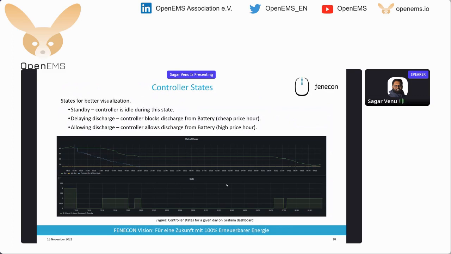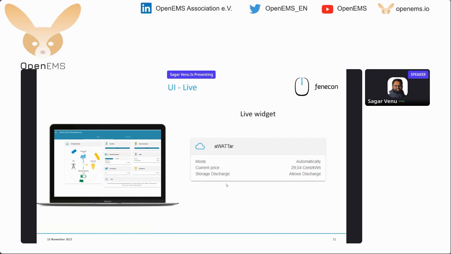And based on this information, we wanted to make it available for the customer also, to be able to understand what exactly is happening with the controller. So there was a lot of discussion regarding the user interface, widgets, and what information we need to show to the customer. So this is a live widget we have designed for the controller.